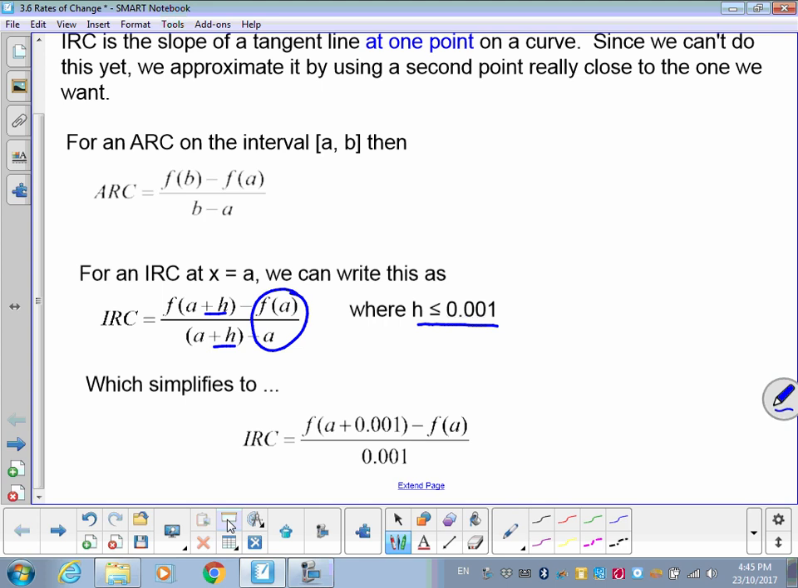Now, if that makes sense to you, use it. If you want to do it the way we did in the first unit, it works out to the same thing, go ahead. But essentially, that's a simplified version for the instantaneous rate of change calculation.